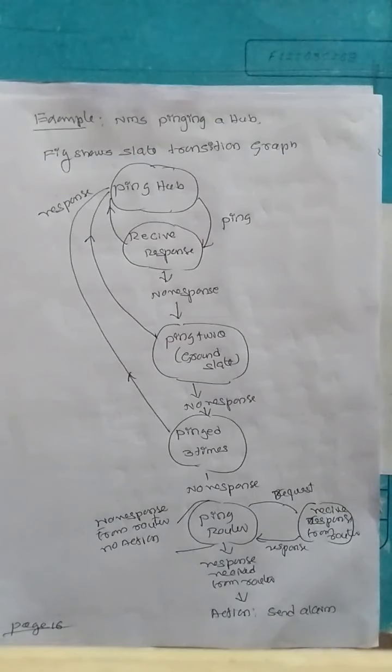The first is that the connectivity to the router is lost and no response is received from the router. The system takes no action, which is indicated by the closed loop in the ping router state. The second possibility is that a response is received from the router. This means that the connection to the hub is lost. Now the correlation in the NMS triggers an alarm that turns the hub icon red.